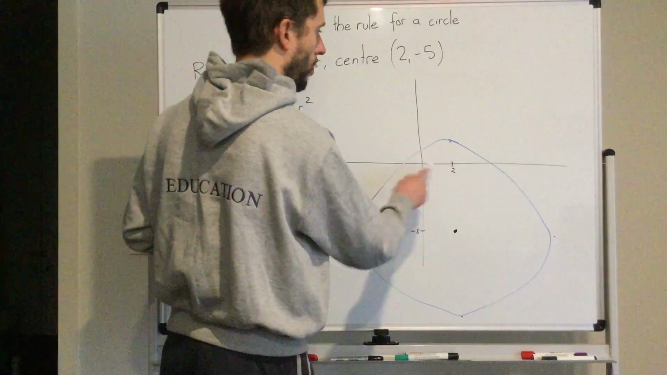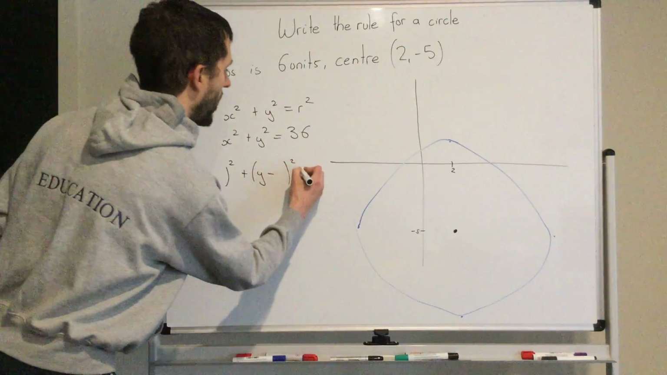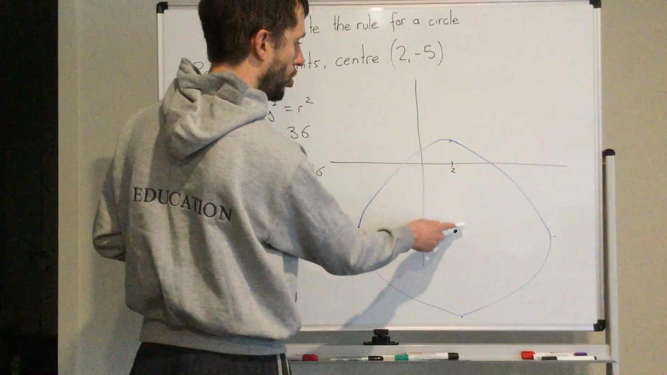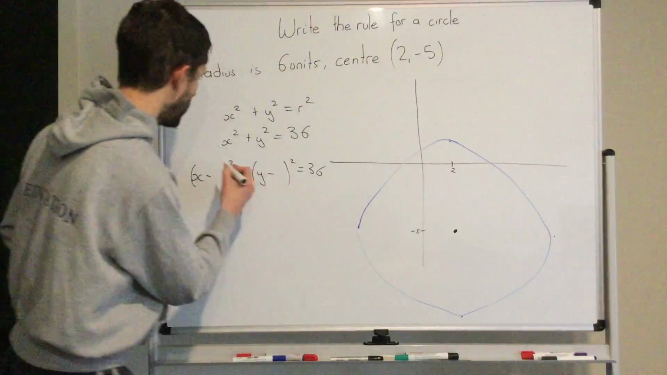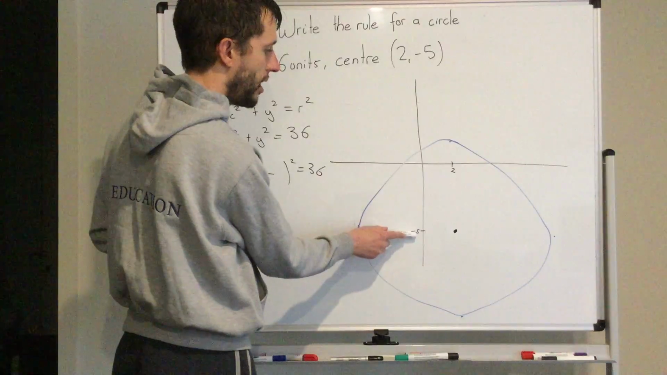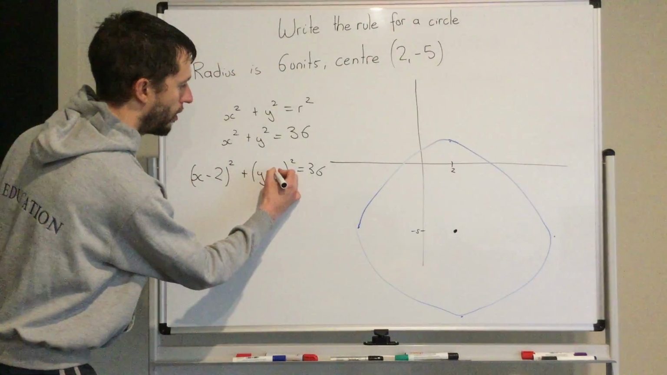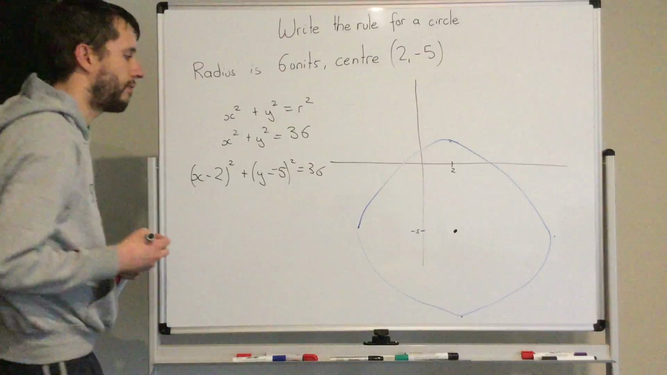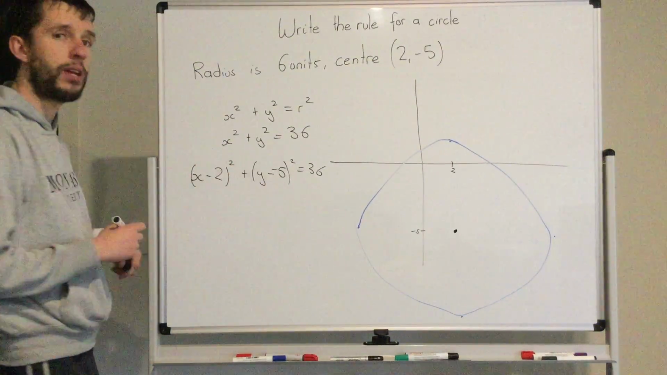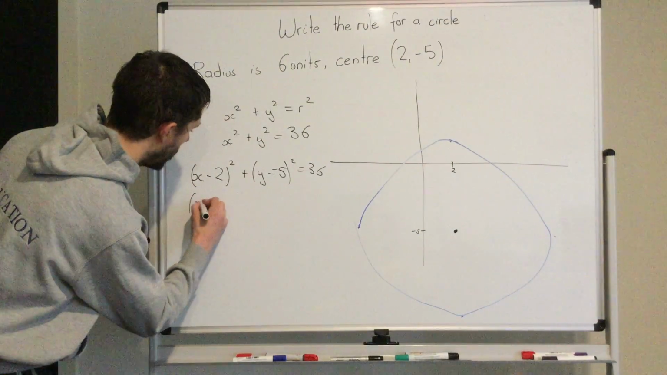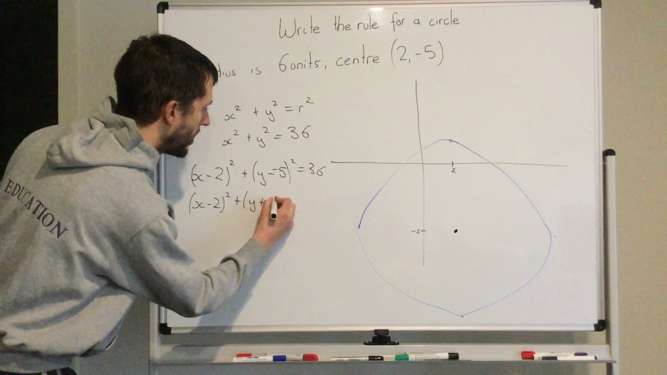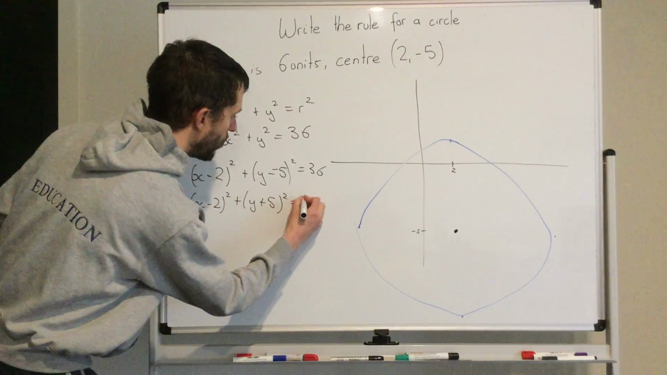So far we have moved it from here over to 2. So we're taking 2. We have moved our origin down to -5. So we're going to take -5. And I can rewrite that because a negative and negative equals a positive. So I've got x take 2 squared plus y plus 5 squared equals 36.